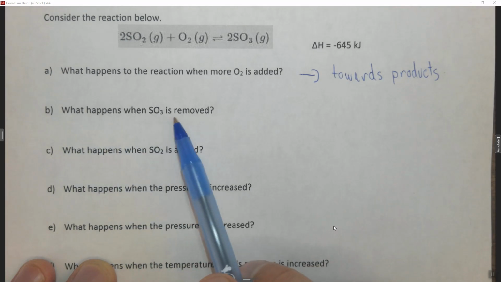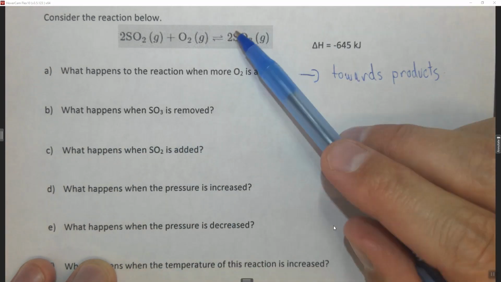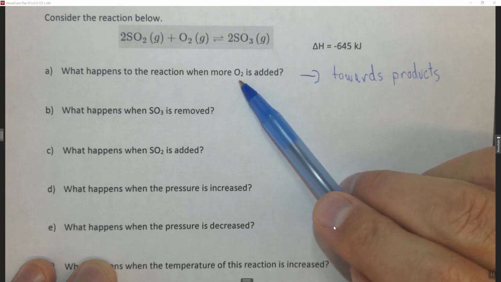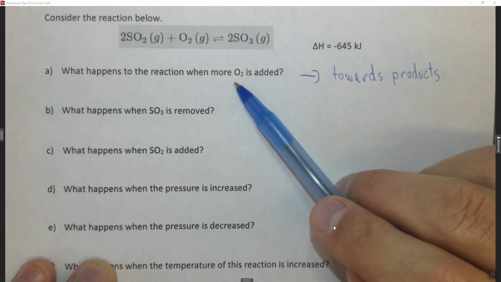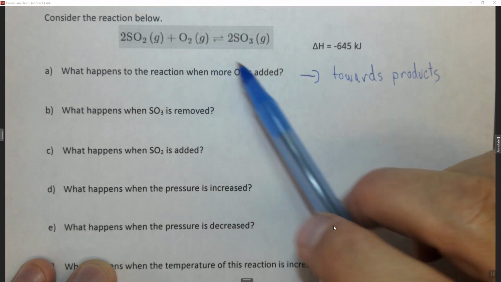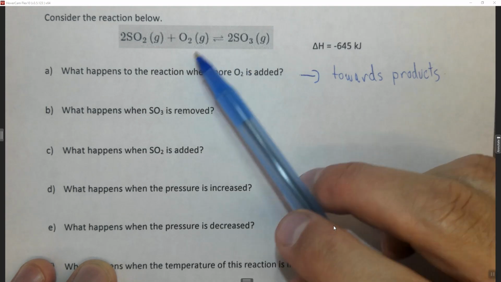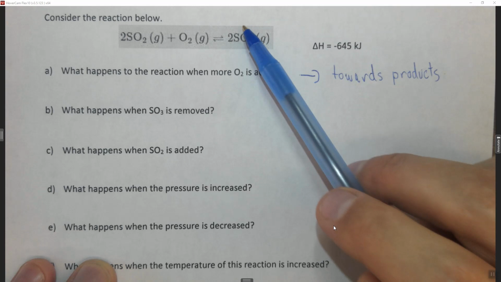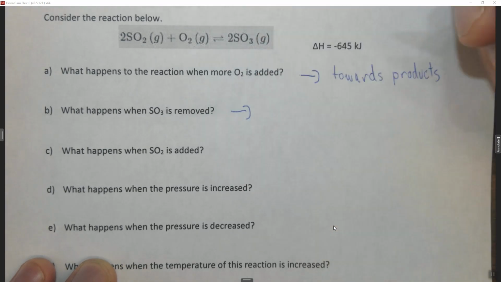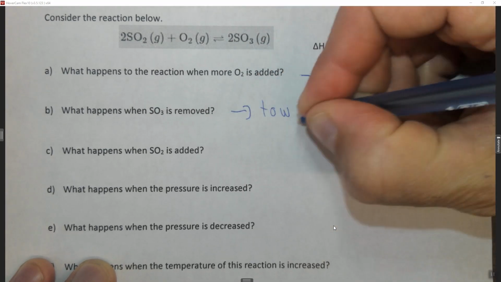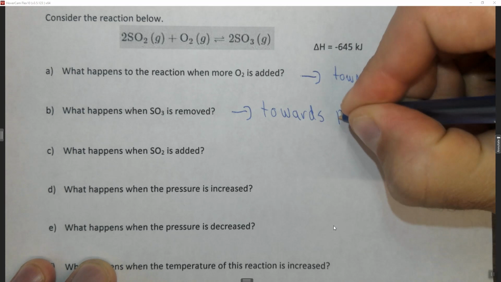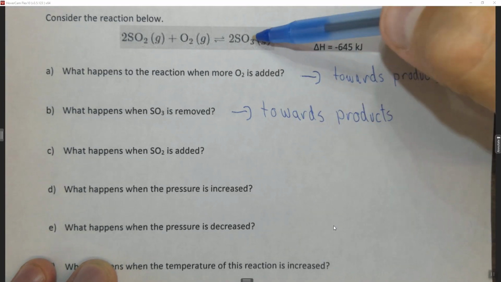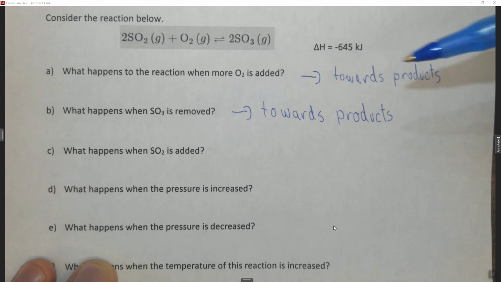What happens when SO3 is removed? So now we have SO3, which is a product, and we take some away. If we take some SO3 away, the reaction says, hey, there's not enough SO3 here. So what can the reaction do to make more SO3? It can react this and this. So removing SO3 is going to shift it again to the right towards the products because the reaction wants to create more SO3 for the SO3 that was removed.